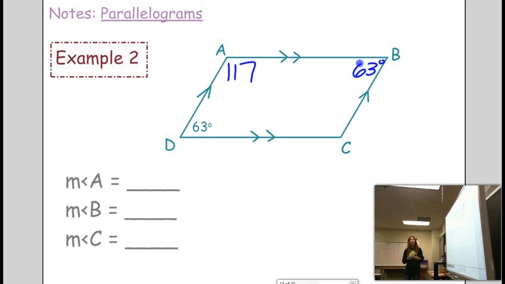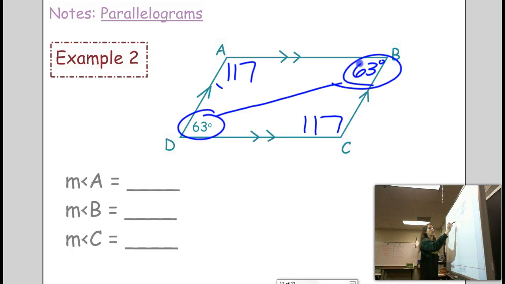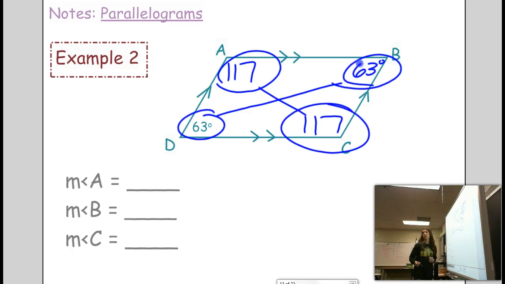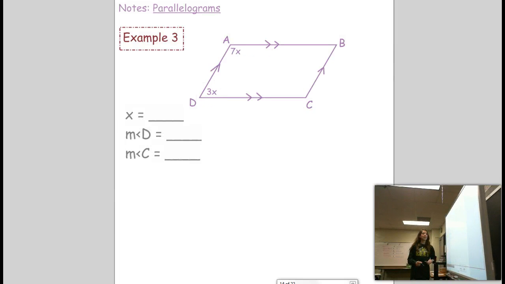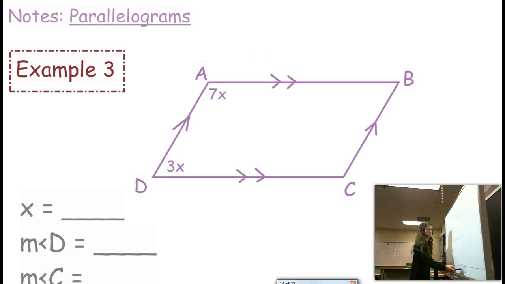Austin, angle C. You know one angle, you know all angles. That's how it works. The opposite ones should be identical. Can we move on? That one was too easy. Let's keep going. Next one, example 3.